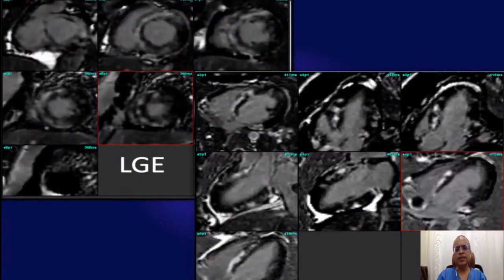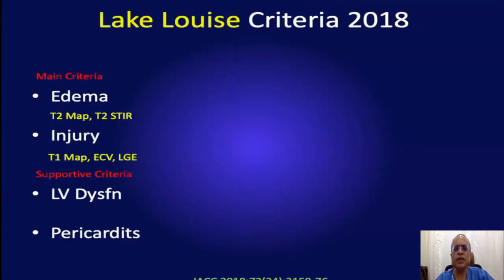Then this is the patient's late gadolinium enhancement, and you can see there are so many areas where the gadolinium is retained in the myocardium, in the epicardial surface of the lateral wall. You can see it through the short axis stack and also in the long axis views, telling you that there are areas where there is necrosis, inflammation, exudation, so that the gadolinium is not getting cleared from those areas.